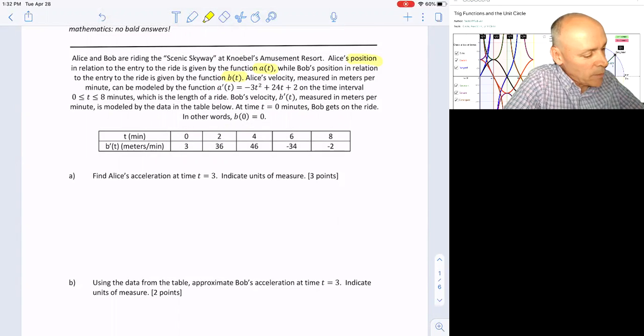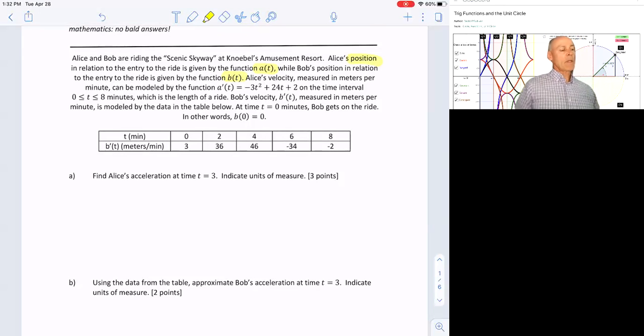Alice's velocity measured in meters per minute can be modeled by the function a prime at t is equal to negative 3t squared plus 24t plus 2 on the time interval from 0 to 8 minutes, closed interval, which is the length of a ride. Bob's velocity, b prime at t, measured in meters per minute, is modeled by the data in the table below.